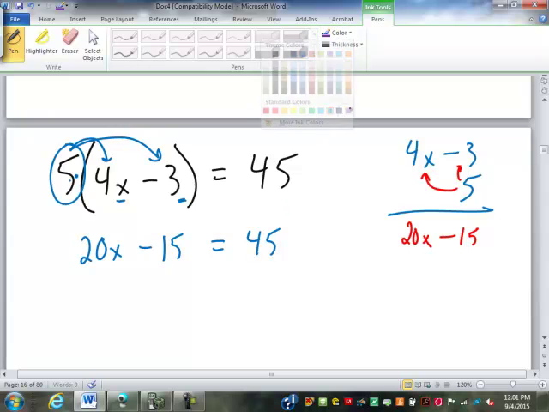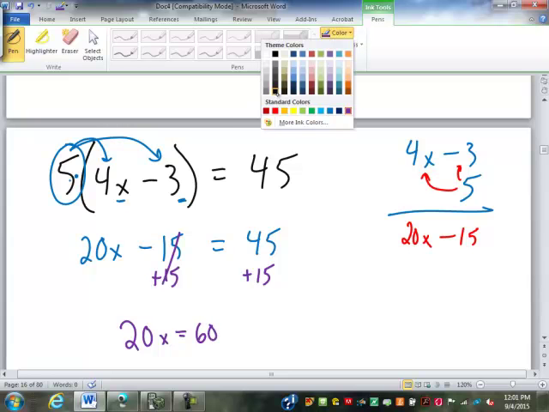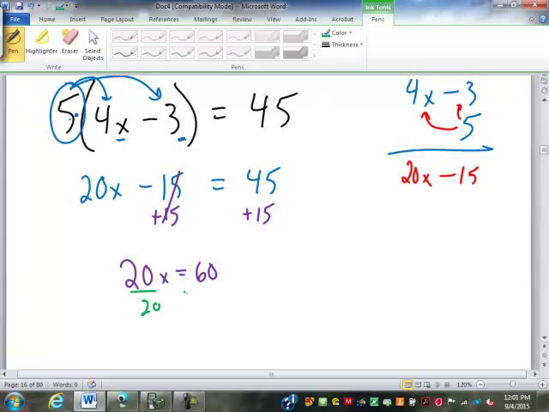So from there to solve, what do we have to do? Add 15. 20x equals 60, and then divide by 20. Perfect. X equals 3.